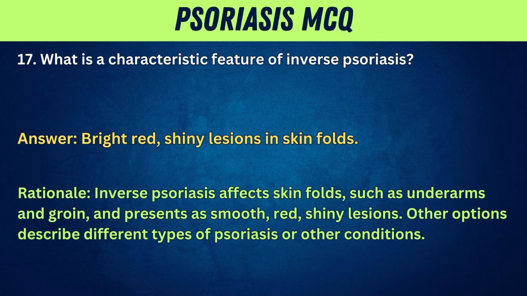Rationale: inverse psoriasis affects skin folds, such as underarms and groin, and presents as smooth, red, shiny lesions. Other options describe different types of psoriasis or other conditions.